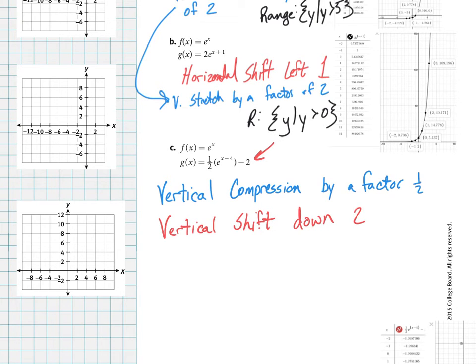And then the last thing we see is inside of the exponent's parentheses, which makes it horizontal. And it is a shift because of the adding or subtracting, and it's going to go right 4 units. So that would be our 3 transformations added to C.